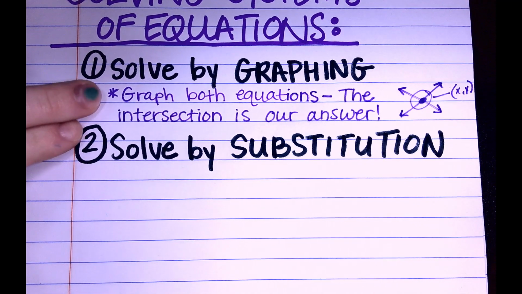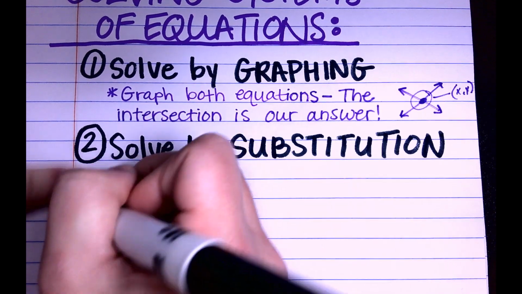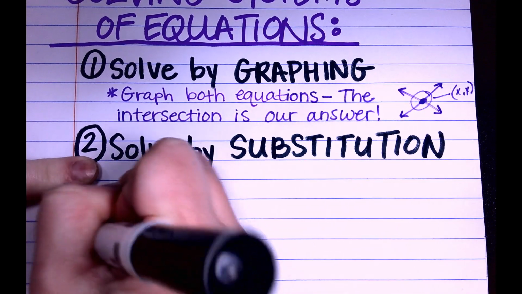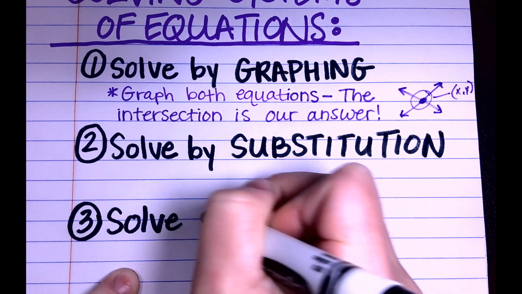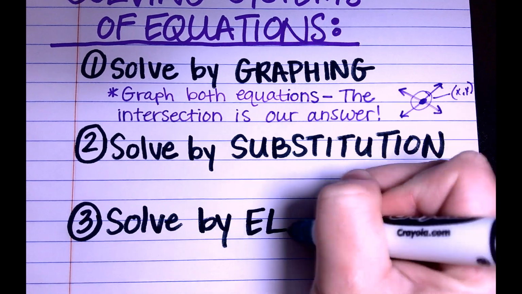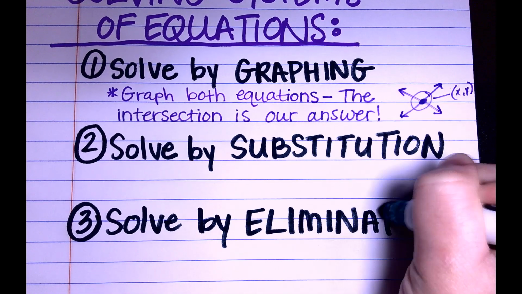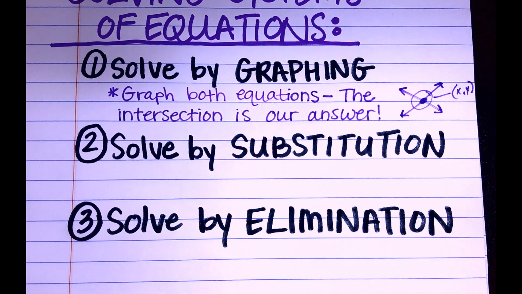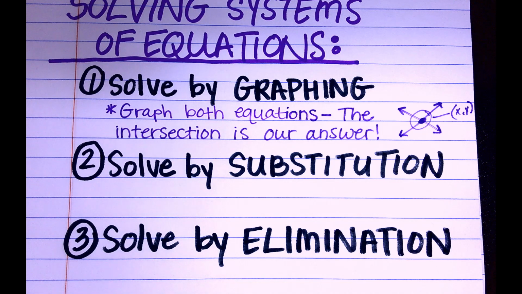And then I'm going to leave myself two blank lines like I did there, and I'm going to write the third one. And we'll talk about these. The other method is called solve by elimination. Elimination. So there's three methods: graphing, substitution, elimination. And we've gone over graphing today. So next, we're going to talk about substitution.